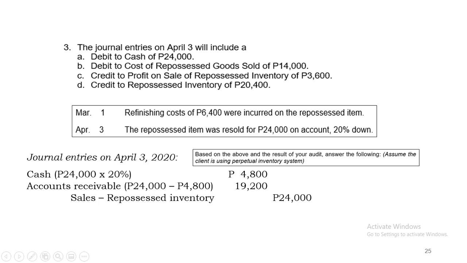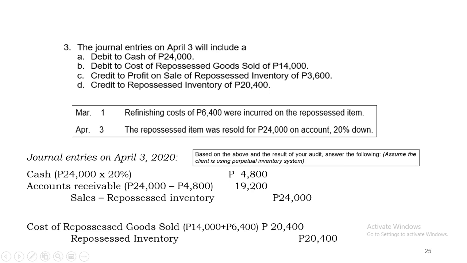So, in terms of the sale, there are 2 journal entries. The first entry is to record the sale. The second one is to record the cost of repossessed goods sold. The cost of repossessed goods sold is 14,000, which is the true value or true worth of the repossessed item, plus 6,400, the March 1 refinishing cost. Therefore, the total cost of repossessed goods sold is 20,400. And credit the repossessed inventory at 20,400.